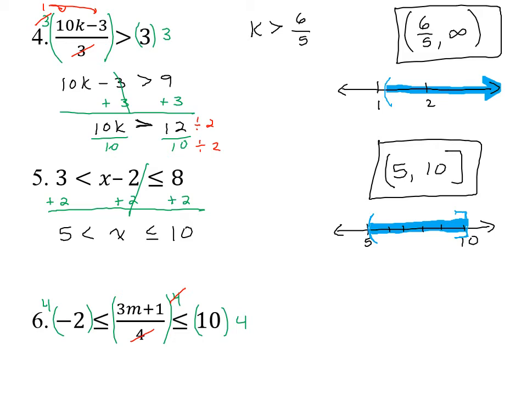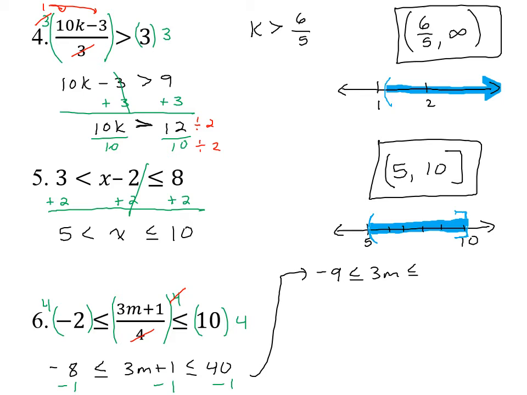And so I'm left with negative 8 is less than or equal to 3m plus 1, which is less than or equal to 40. Then to get the m by itself, I need to subtract 1 everywhere. So if I subtract 1 from both sides, you'll get negative 9 is less than or equal to 3m, which is less than or equal to 39.